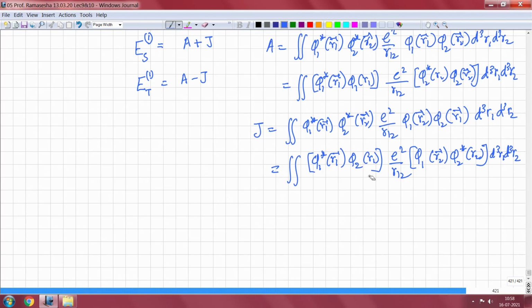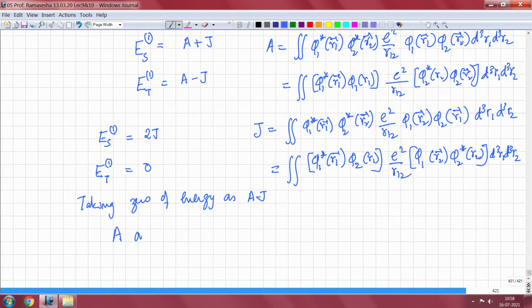Okay, so now given this, we have the energies E_S1 equal to A plus J and E_T1 equal to A minus J. Or I can write it in the following fashion: the triplet energy is equal to 0 and the singlet energy is equal to 2J, taking 0 of energy as A minus J. Since, as you see, these are electron repulsion integrals, A and J are both greater than 0, both are positive or repulsive, as electron repulsion interaction is repulsive.